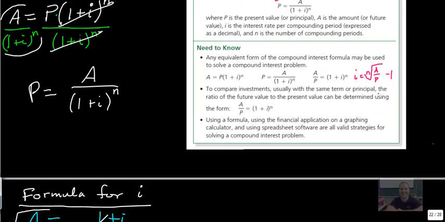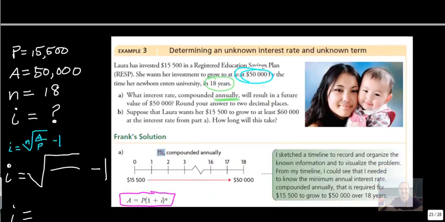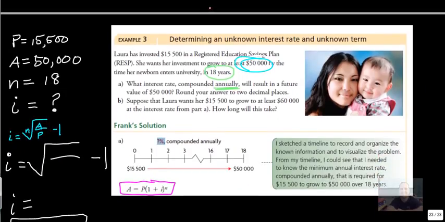All right, we good with that? Okay, I hope you understand that. These are the important formulas that we're going to use for this section. Now, I did do an example here, and I started one here for you, so let's finish this together.